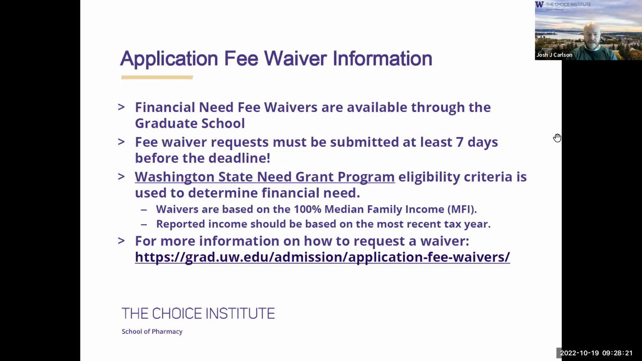So there is the potential to get application fee waivers. However, that is done by the university at the university level, and it has to be for US students. There's a financial need fee waiver that's available through the graduate school that you can apply for. They have to be submitted at least 7 days in advance. There's also the Washington State Need Grant Program, which is used to determine financial need, and there's more information at the bottom. Again, this is restricted to US-based students only.